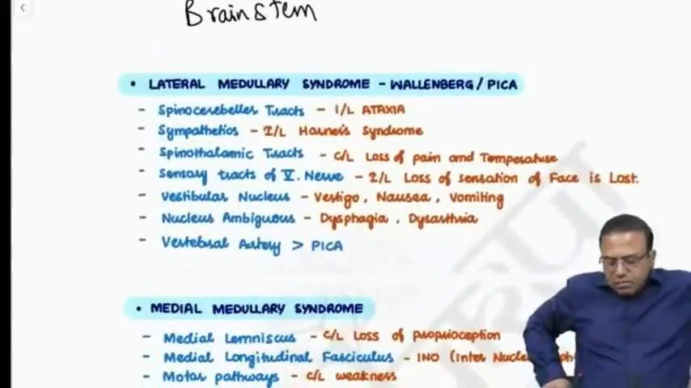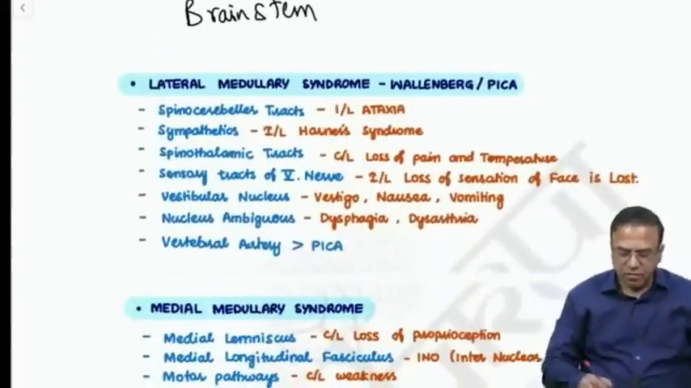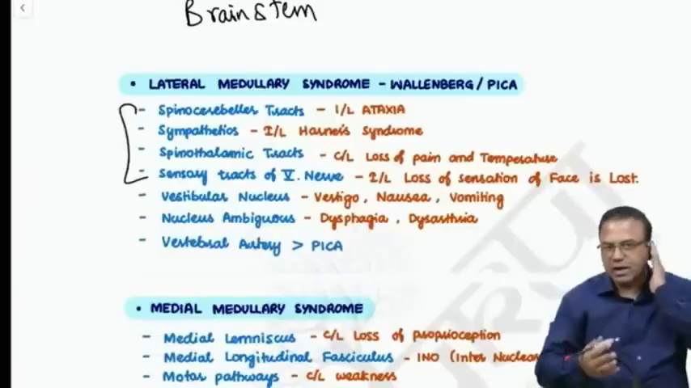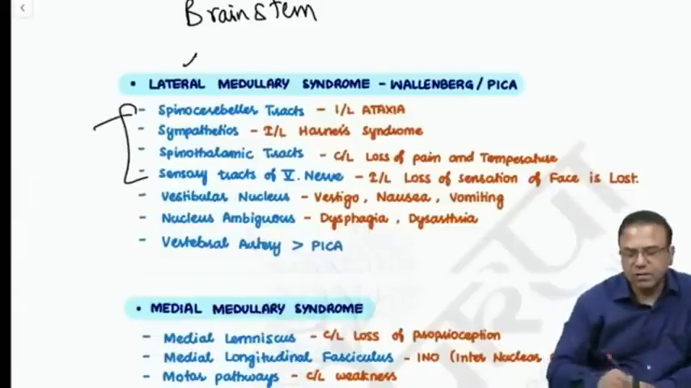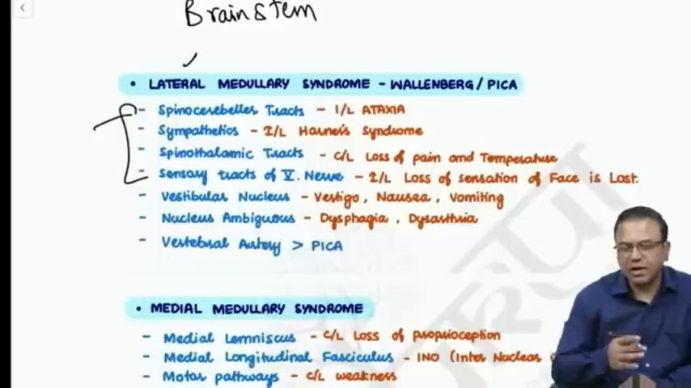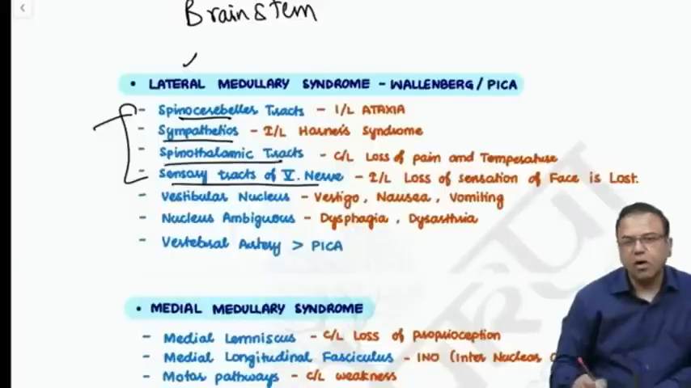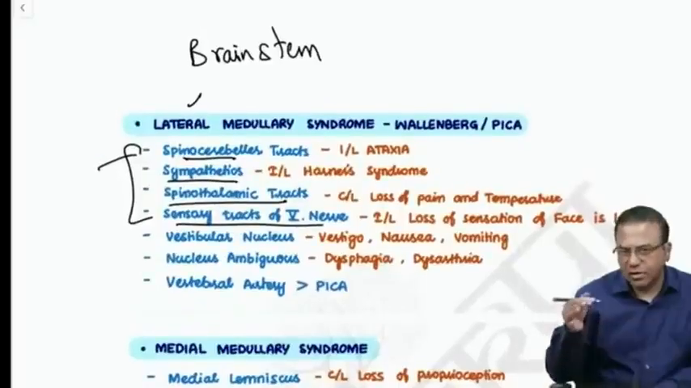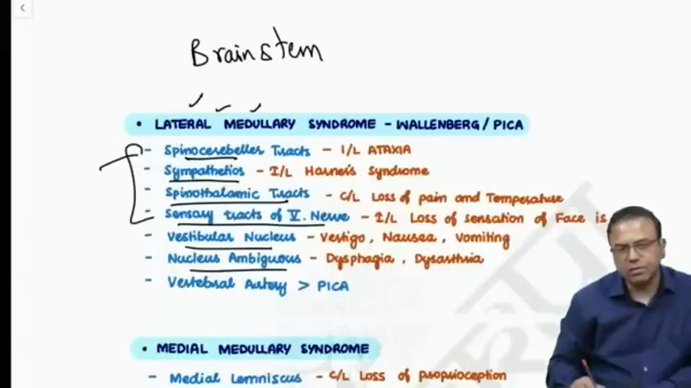In the brainstem, in general, anything starting with the alphabet S is in the side. Side means lateral. So the lateral part of the brainstem is everything starting with S. So spinocerebellar, sympathetic, spinothalamic, sensory tract of fifth, all are lateral tracts in the brainstem. In the lateral medulla, you should also include the vestibular nucleus and nucleus ambiguus.